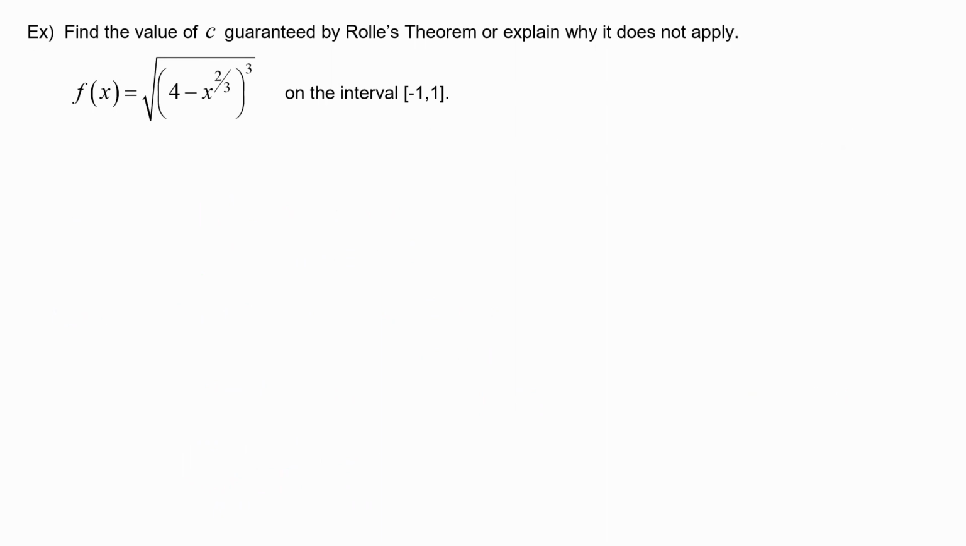In this example, find the value of c guaranteed by Rolle's theorem, or explain why it does not apply. We are given f of x equals the square root of the quantity 4 minus x to the 2/3 cubed on the interval from -1 to 1.